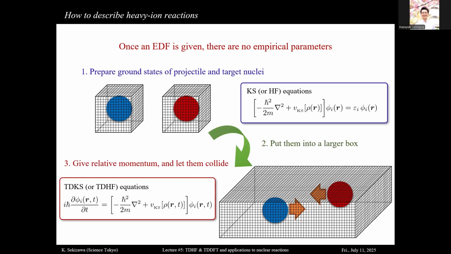And by adding some relative momentum, which can be done by a Galilean boost to each of the wave functions, and then by solving the time-dependent Kohn-Sham equations, we can describe complex nuclear dynamics in real space and real time without any empirical parameters. We just use one energy density functional, which is the same as in the static case. And by solving the TDKS equation, you can get any complex reaction dynamics in this way. So this is how we describe the heavy ion reactions within TDDFT.